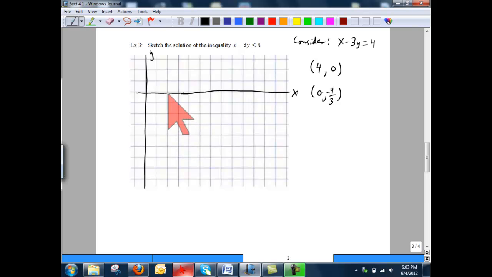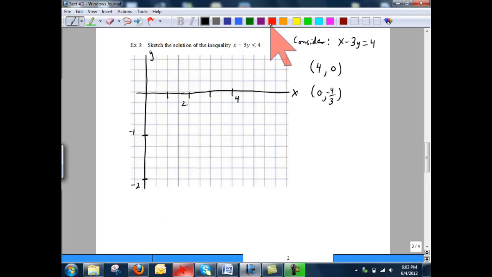And now how about 2 squares per unit? So here's 2 and 4. And then on the y-axis, I don't need to go as far, so maybe 4 squares per unit. So here's negative 1, negative 2, and so on. Different scales on the x and y axes.